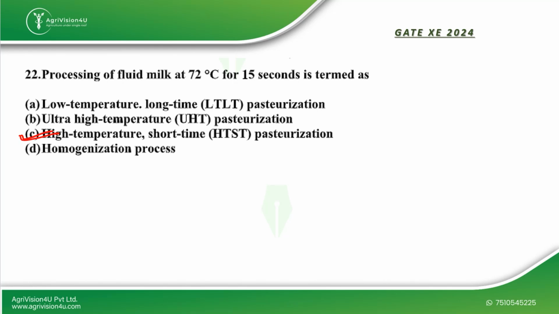This HTST pasteurization, basically it is a common method to pasteurize milk and other products. So it involves heating at 72 degrees Celsius, or we can say 161 Fahrenheit, for 15 seconds to effectively kill the pathogenic microorganisms without significantly affecting the taste or the nutritional quality of the product. Whereas LTLT pasteurization is known as low temperature long time pasteurization. It involves heating at 63 degrees Celsius for 30 minutes.